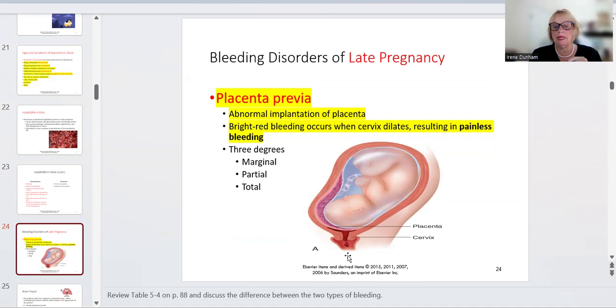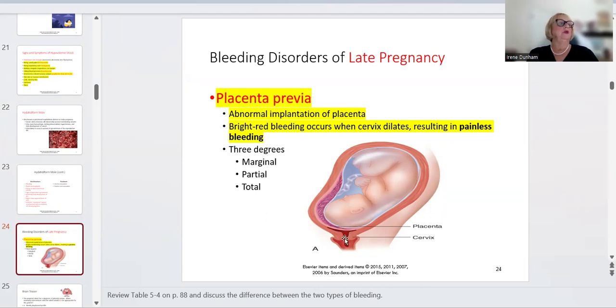Now her bleeding on this one is going to be bright red, because you can see there it's just a short passage without blood to go through. So that's why you would see bright red, because it's fresh. So you have bright red bleeding, and it's painless. Write that down: placenta previa, painless, bright red bleeding. And this happens when that cervix starts to open up, and then you've got a previa.